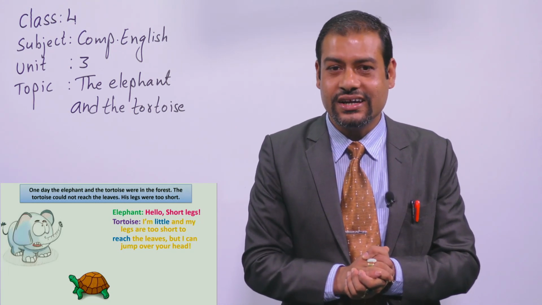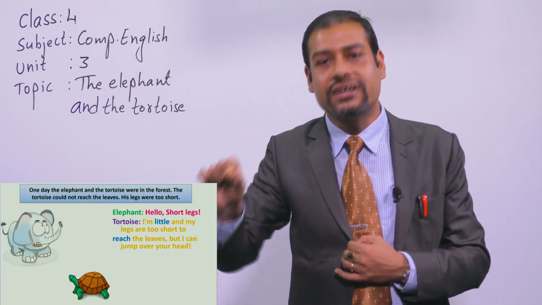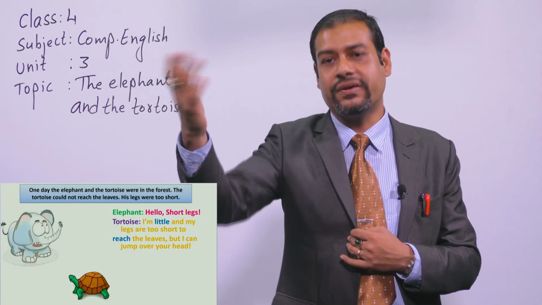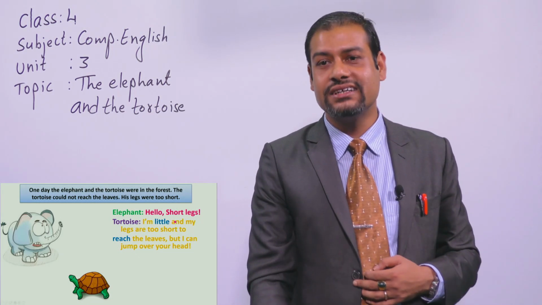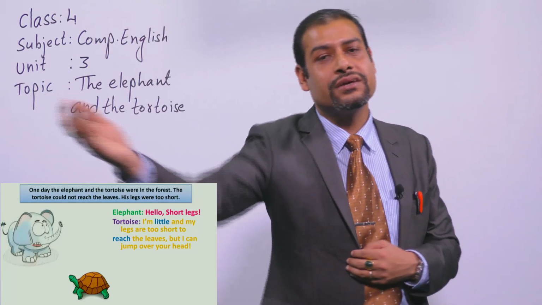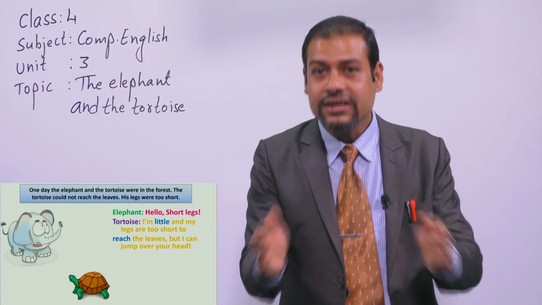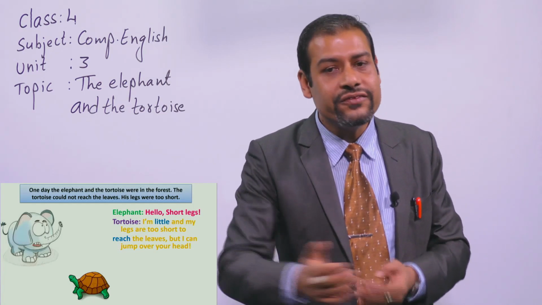Do you understand? Elephant thought that tortoise had short legs and it could not jump very high. That's why, insulting the tortoise, it said short legs. Okay, and at that time tortoise said that yes, he had short legs, and could not reach the leaves of the tree. But at the same time the tortoise said that it could jump over the elephant.